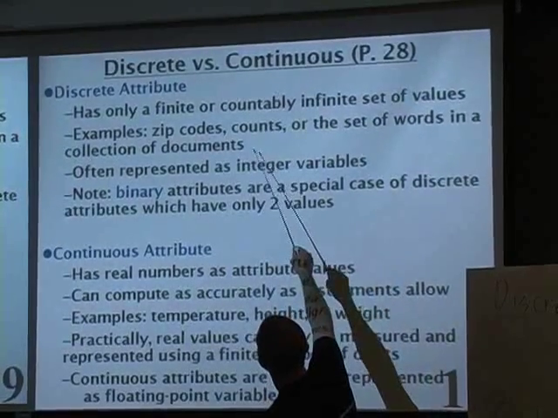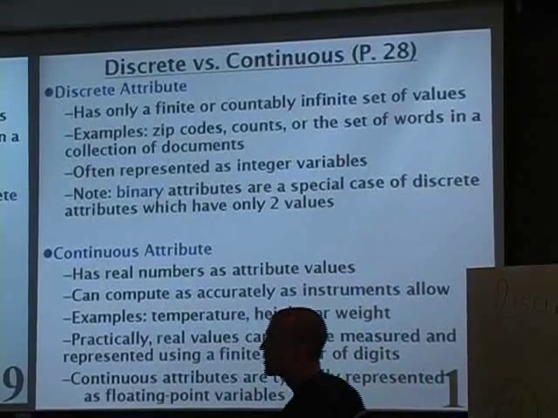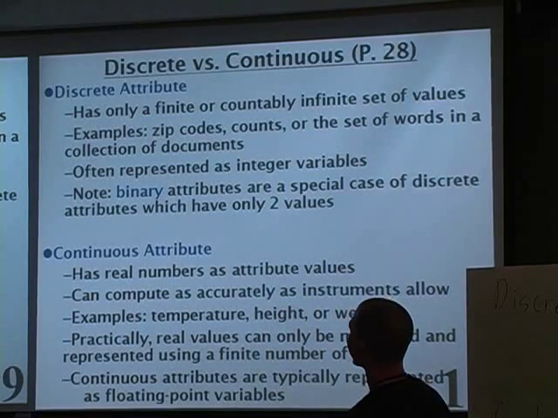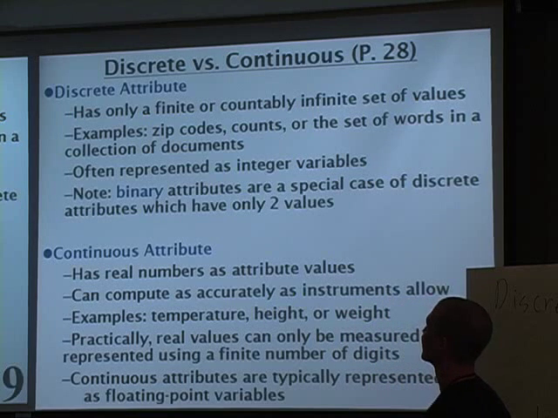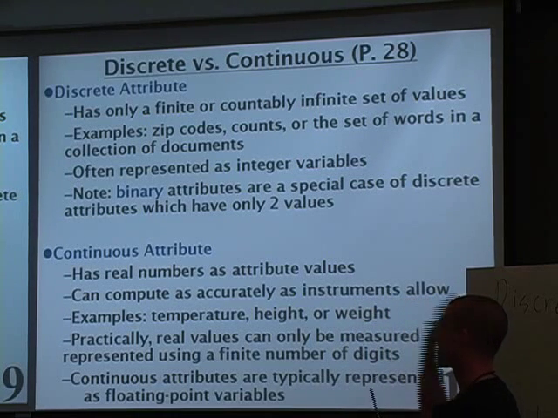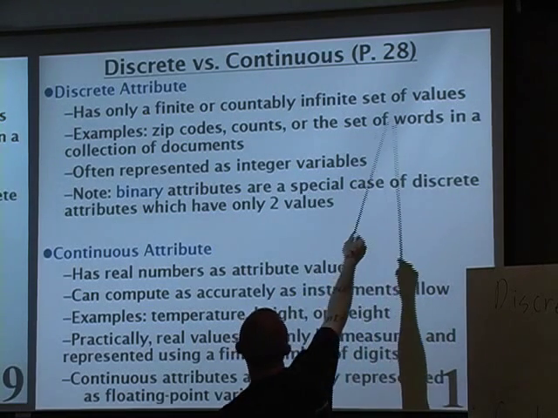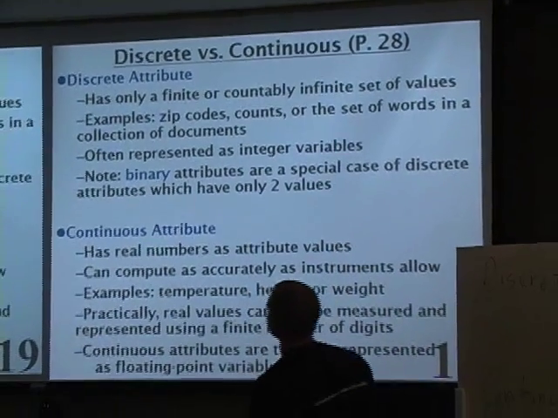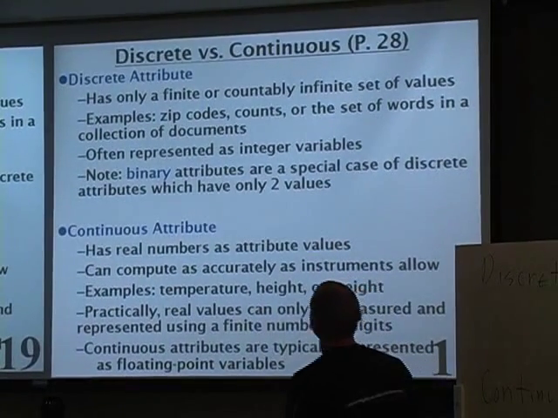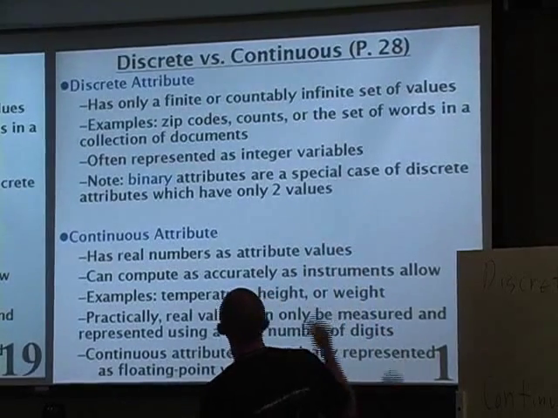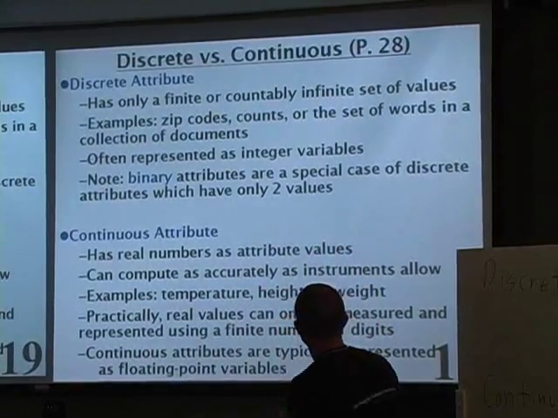Set of words, documents. You can have half a sister, but at some point you lose the granularity. I cannot have 5/6 of a sister. And it's countable. You can give me fractions, but you can't give me floating points. Often represented as integer variables, especially since you can usually map these things into integers.